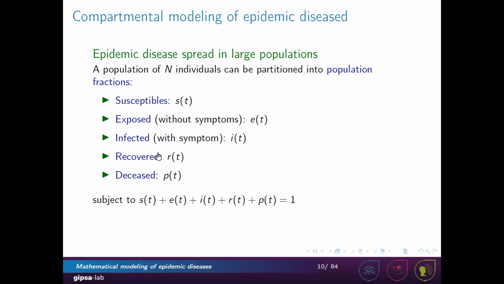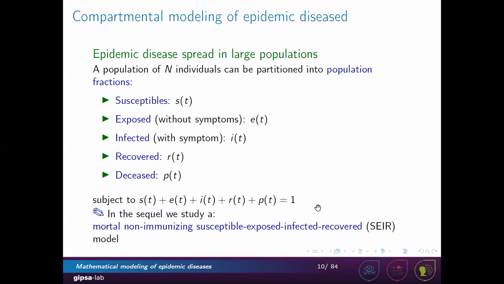We have the group of recovered, which are people who have been infected or exposed, but they have recovered from the disease. And finally, we have the group of people who pass away, or the deceased. Since we assume that each of these five temporal variables are a fraction of the population, we can assume that the summation of all of them at each time instance is equal to 1, which builds the total population.